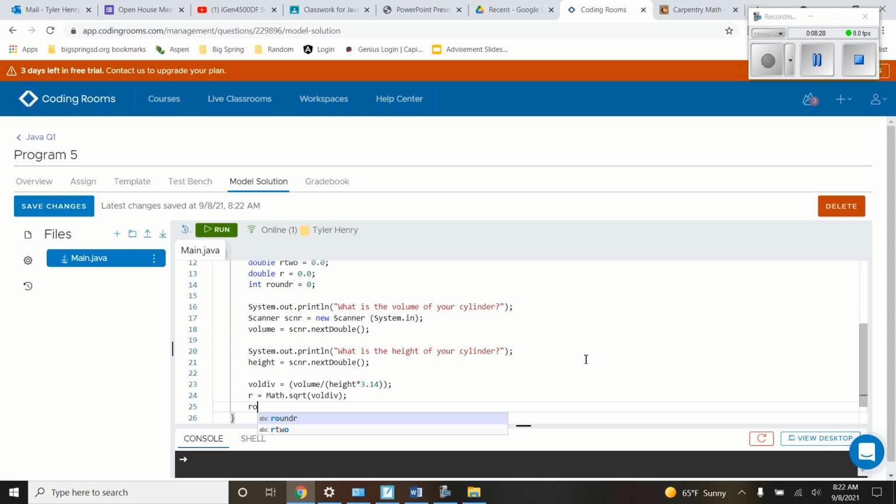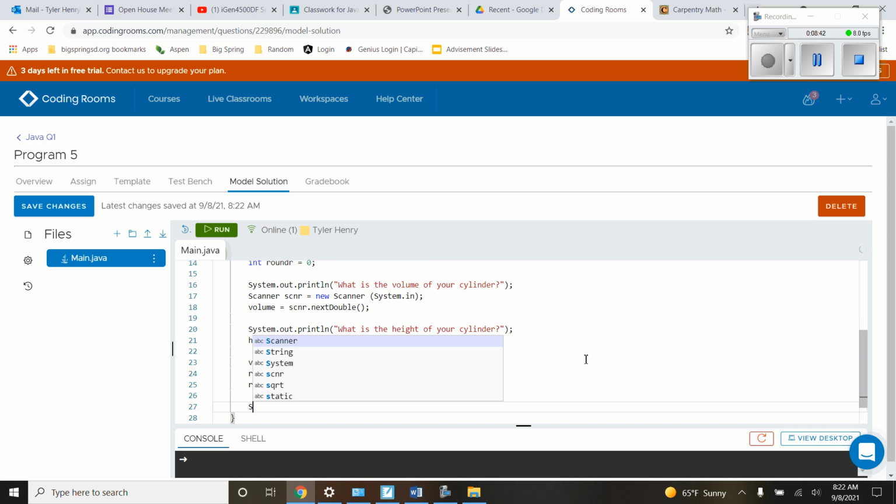And now I'm going to also do the rounding. So roundR is going to equal Math dot round of R. So now I have my R and my roundR. So now I'm going to print those out.